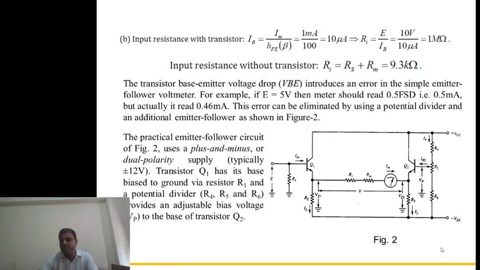In analog electronics, you will study the advantages of using a dual power supply. Here the transistor Q1 has its base biased to ground via the resistor R1. This is the resistance R1, and a potential divider R4, R5, R6 provides an adjustable bias voltage VP. It means with the help of these three, I am able to vary this VP voltage. And this VP voltage is applied to the base of the second transistor, denoted as Q2.